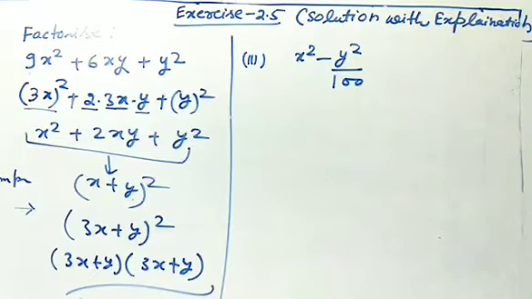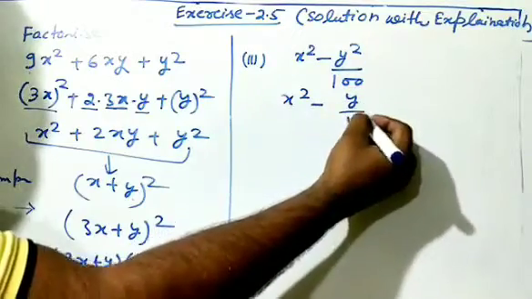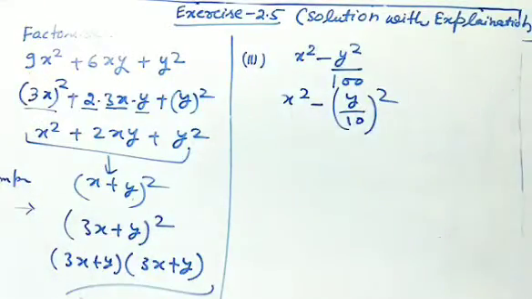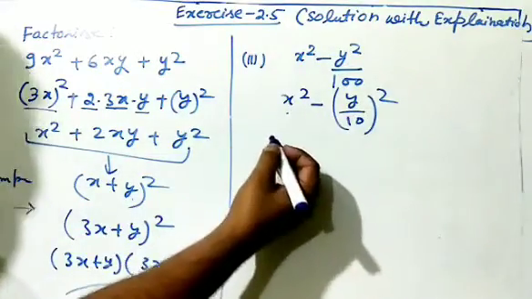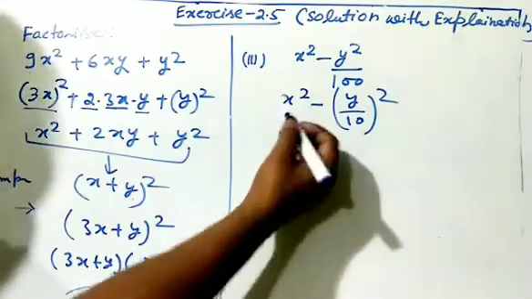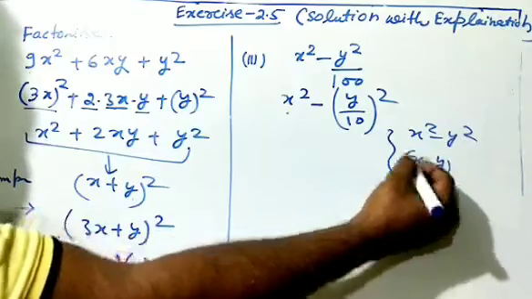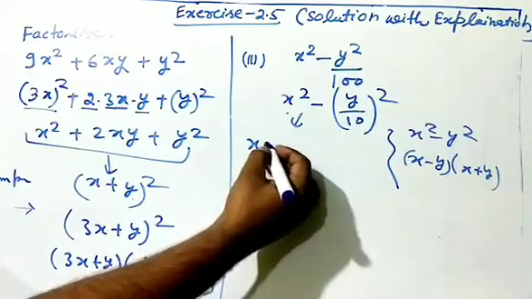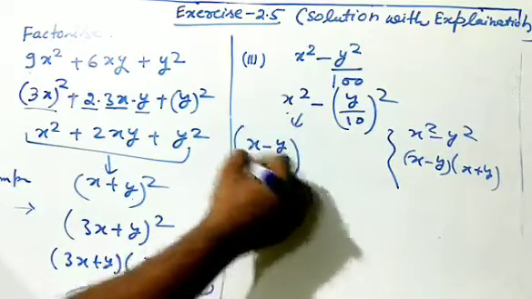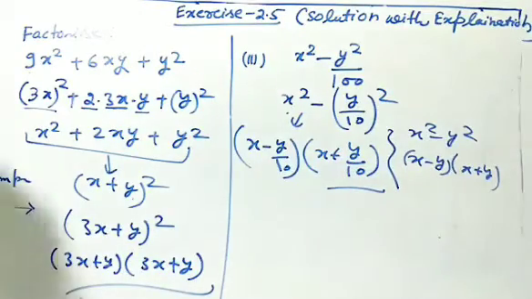x square minus y square upon 100. Same here, x square minus y square upon 100. Can we write it as (y upon 10) whole square? Because the square of 10 is 100. So apply the formula x square minus y square equals (x plus y)(x minus y). So you write here (x minus y upon 10)(x plus y upon 10). Simple. In this way you have to solve using identities.